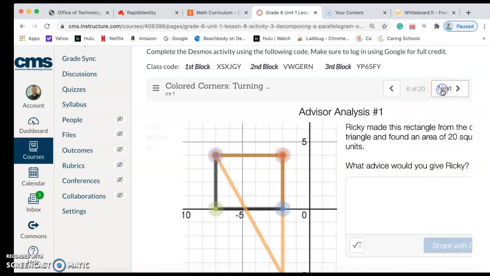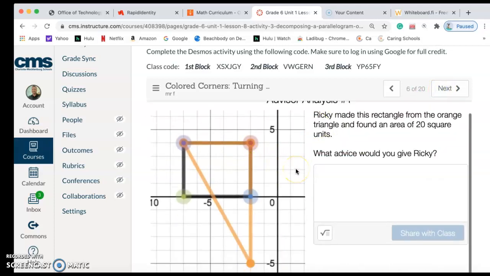All right? Same thing. Here's my next one. Ricky made this rectangle from the orange triangle and found an area of 20 square units. So 20 square units. Did he do this correctly? What advice would you give Ricky? So did he do this correctly?